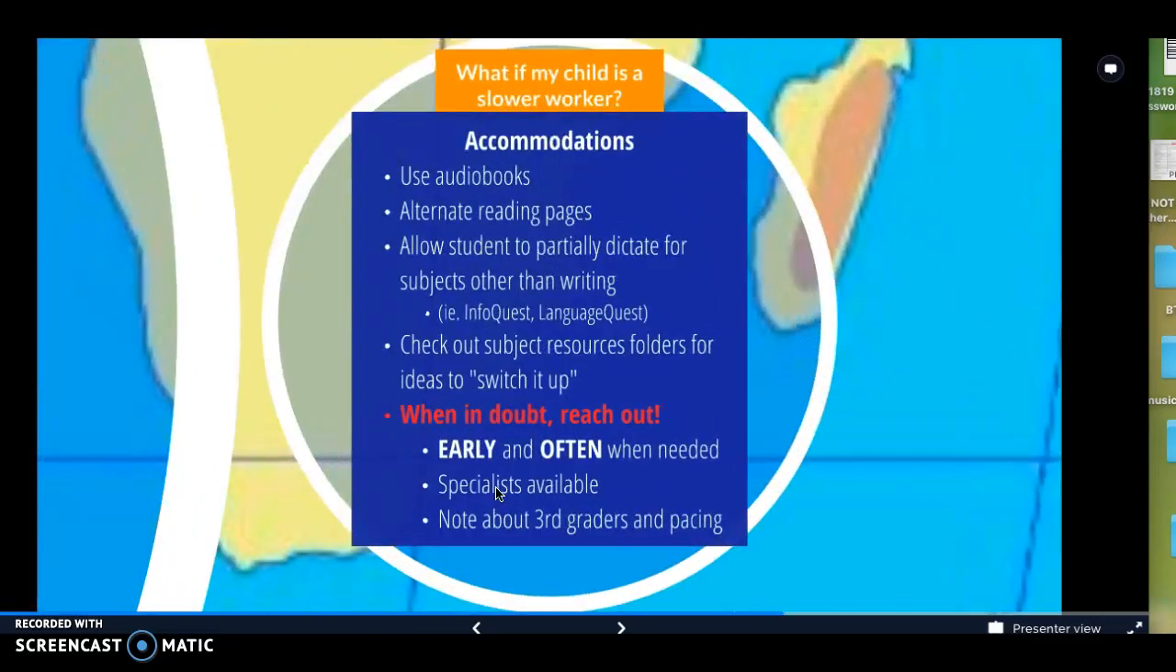And then some accommodations that can be used. You can use audiobooks where your student is following word by word as they're listening. You can alternate reading pages between your student and you out loud. Your student can partially dictate for subjects other than writing. So in your InfoQuest and LanguageQuest, if they want to dictate some things to you, that's okay. That's up to your discretion. And then check out the subject resource folders for ideas on how to switch it up. There's a resource folder in math and history and language arts that can help you.